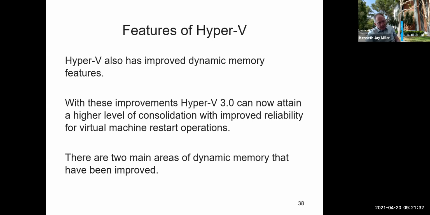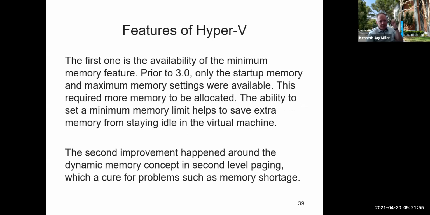Now, Hyper-V also has improved dynamic memory. And with these improvements, Hyper-V 3 can now attain a higher level of consolidation with improved reliability for virtual machine restart operations. So there's two areas that dynamic memory has been improved upon. The first one is the availability where you can set the minimum. So prior to 3, only the startup memory and maximum memory could be available. This required more memory to be allocated because we know when you power on something, it normally requires more resources.